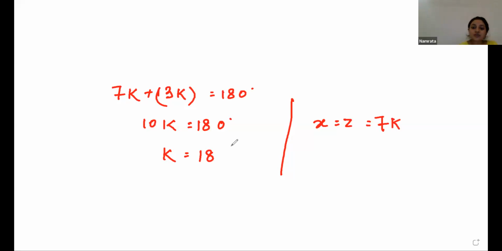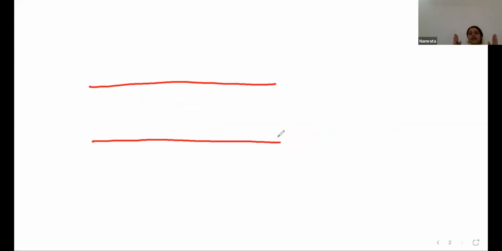Now let's do the next one. Suppose we have this figure. If you have a better understanding of interior angles, alternate interior angles and corresponding angles, do you know that or do I need to explain it? No, ma'am, I'm aware of it. Okay, you already know that.